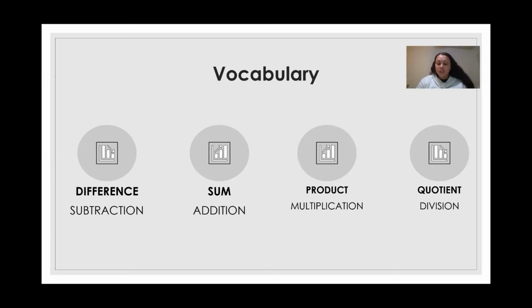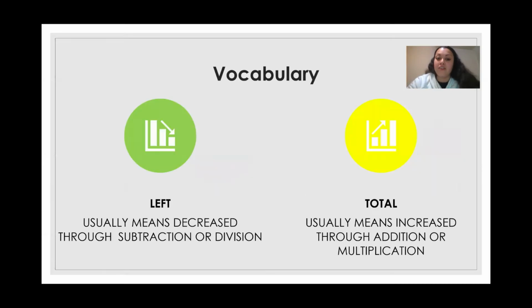So the word difference, we know often means subtraction. The word sum means addition. The word product implies multiplication. And the word quotient implies division. So these are words that we've constantly seen in our math class.